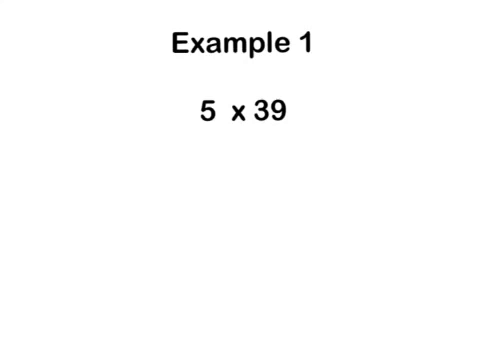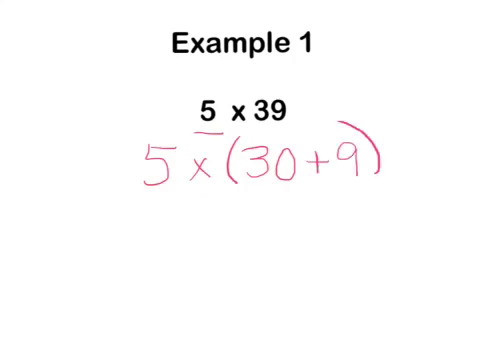In this problem, our common factor is going to be the 5. We are going to write this now as a product of some addends, which means we need to make an addition problem out of the 39, writing it in expanded notation. So we have 5 times 30 plus 9.